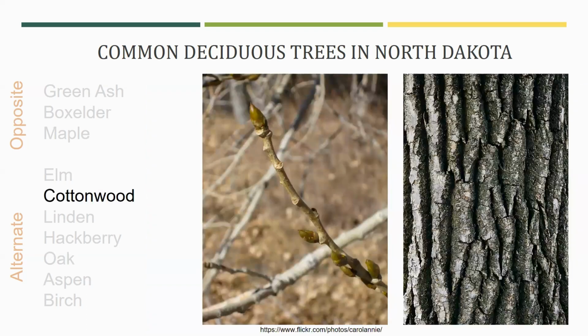We got our cottonwood. Our cottonwood tree, this is a very important tree ecologically to our river systems, our riparian areas in North Dakota. These get very, very large. So don't be surprised if you see a really big tree, it is probably going to be a cottonwood. They have these really large furrows within their bark. You can see that on the right here. Very large furrows within their bark.